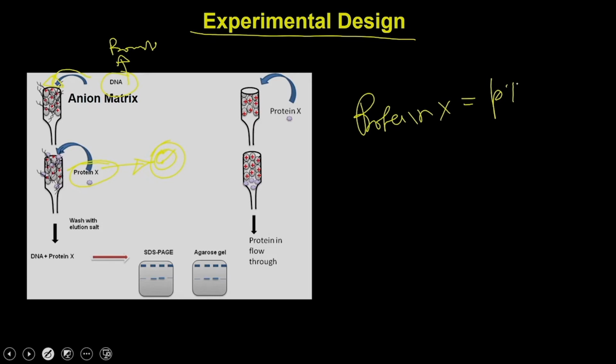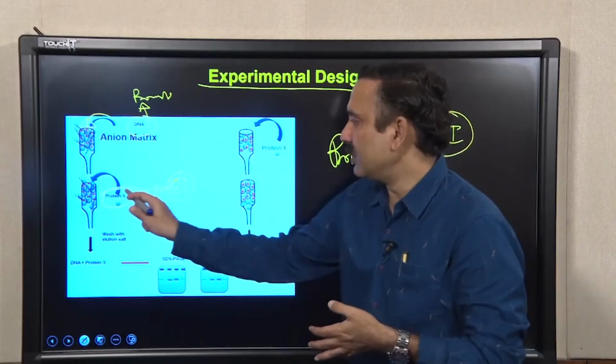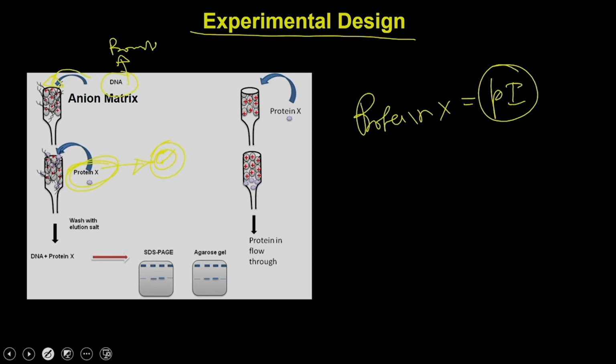Which means you add the protein X at its pI value, so that the protein X has a net zero charge, because it is very important that the protein X does not bind to the column directly. So you first bind the DNA onto the column, and then you flow the protein X at a pH where the protein X does not have its own charge. Then the protein X will bind to the DNA, not to the column, and ultimately you are going to elute.